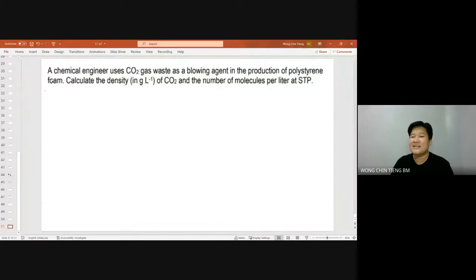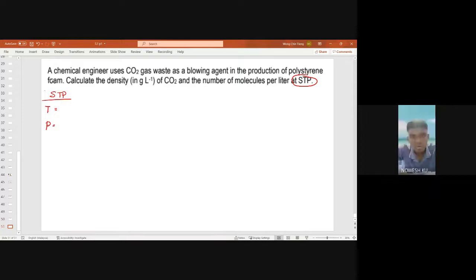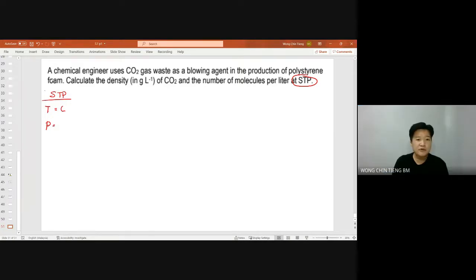Okay. Benda pertama yang saya nak recall, kalau siapa yang tengok video, dalam video saya ada bincang STP. Kita ada dua keadaan, which is your STP, standard temperature and pressure, and also your RTP, room temperature and pressure. Betul? Room temperature pun kita akan bincang lagi soalan lain. So STP over here represent the temperature equals to what, pressure equals to what? Anybody? 0 degrees Celsius.